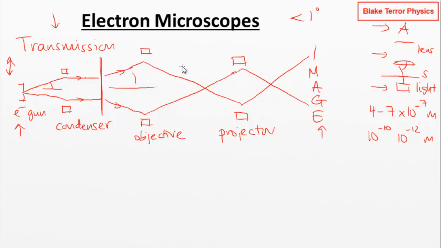We've got the same thing here. The precision of the electromagnets will also determine the quality of the image. So it's not just down to the wavelength of the wave that's being passed through the sample.